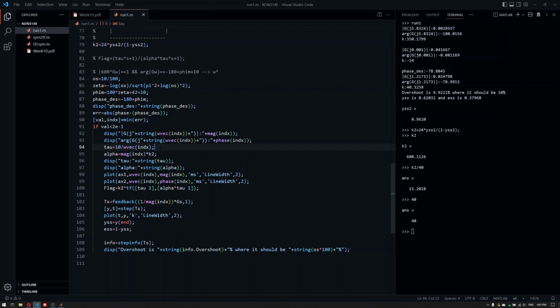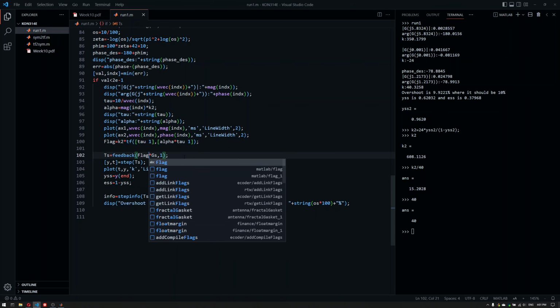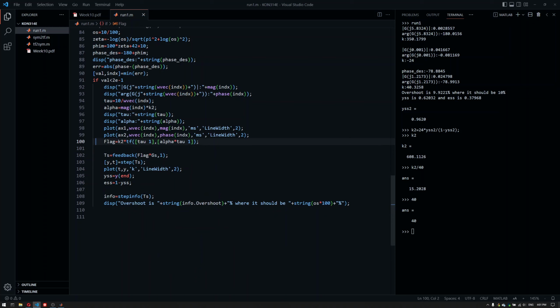The frequency, the phase plot does not change. So this should be basically it then. Now, we have basically flag times gs. So I did combine the p-type controller into flag, so k2. If not, you can just divide this into the p-type controller and then have flag times kp times gs here.